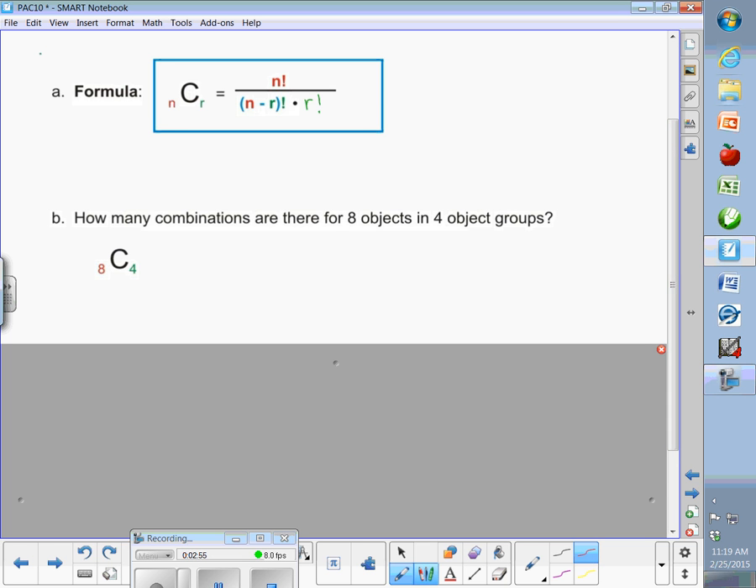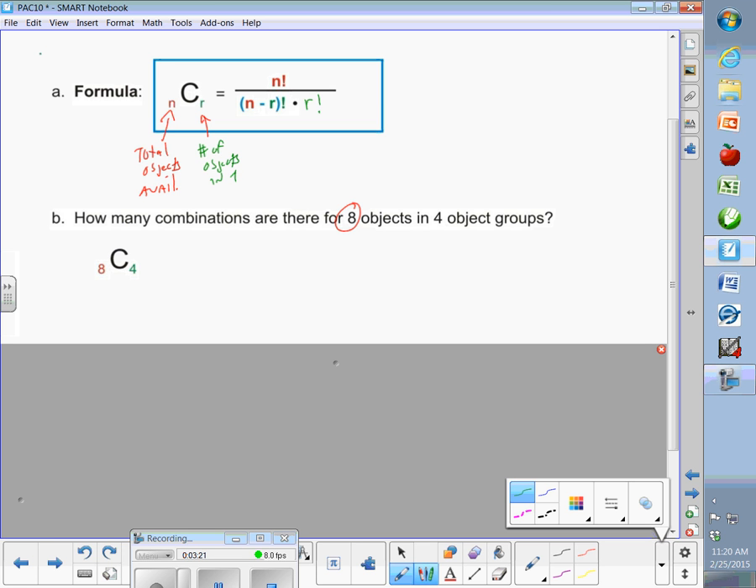Let's go back to the formula for just one moment. Don't forget, n is the total objects available. In this case it's the 8. And what is the r? The r is the number of objects in the group, and in our case here, it's 4. Hence, you can see the capital C for combination, with the subscript on the left, the total objects available, 8, and the subscript on the right, 4-object groups.